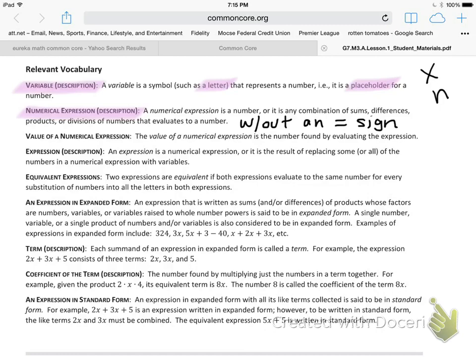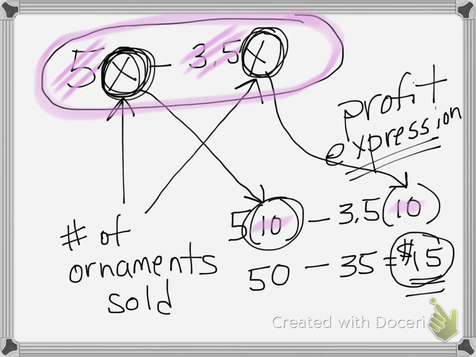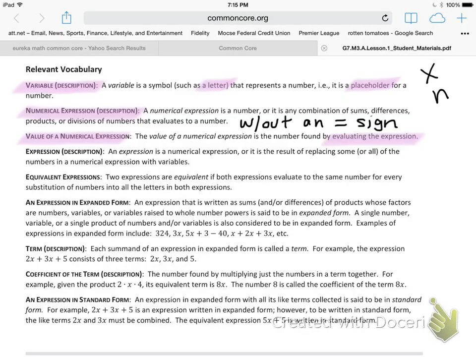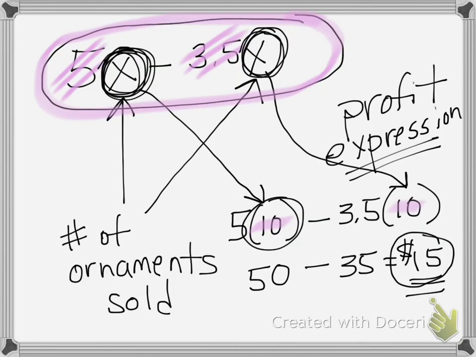The next thing here is the value of a numerical expression. The value of a numerical expression is the number found by evaluating the expression. And evaluating is just figuring out or plugging in numbers. For example, the value of our numerical expression in this case was the $15 after we plugged in our 10 for x. So that is the value of our numerical expression, after we plug in for our variable.